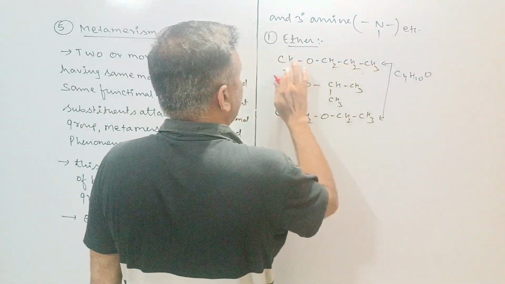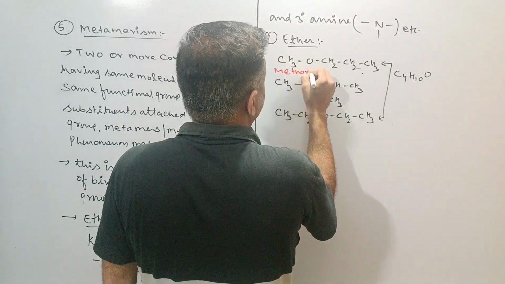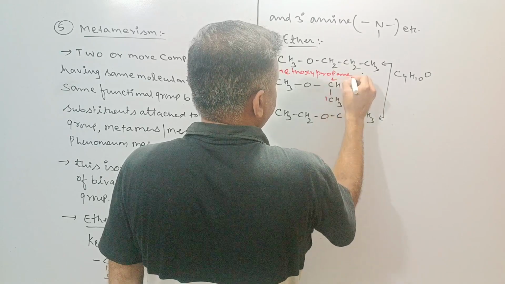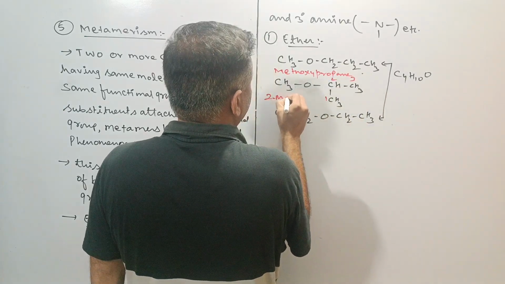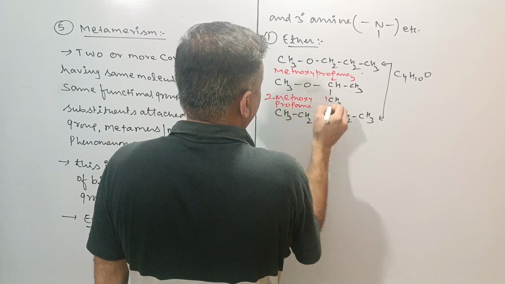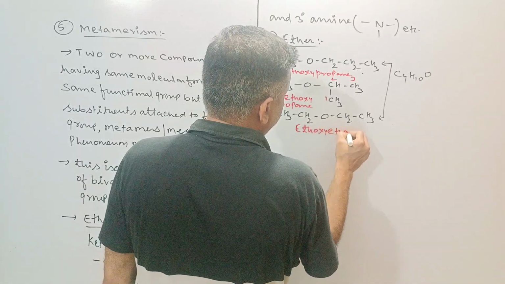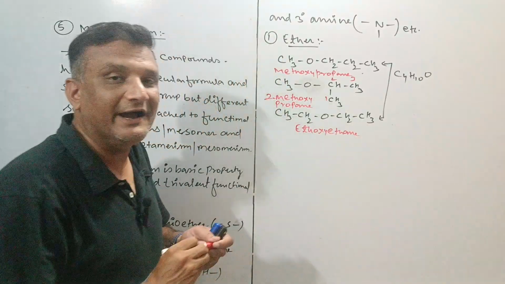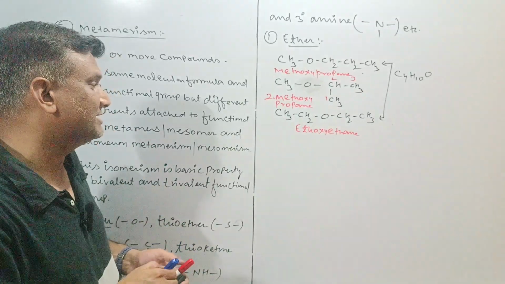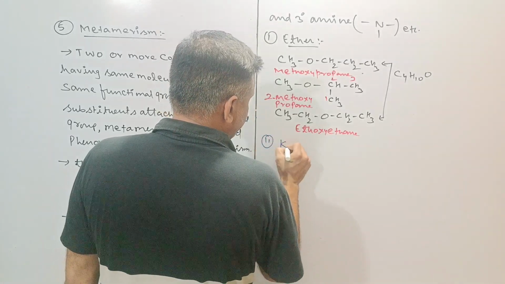If I go with the names, then they can be specified. This is called methoxypropane. This is called 2-methoxypropane. This is called ethoxyethane. These are just isomers, as you can say, just metamers. If I go with the next, then we can take the example of ketones.